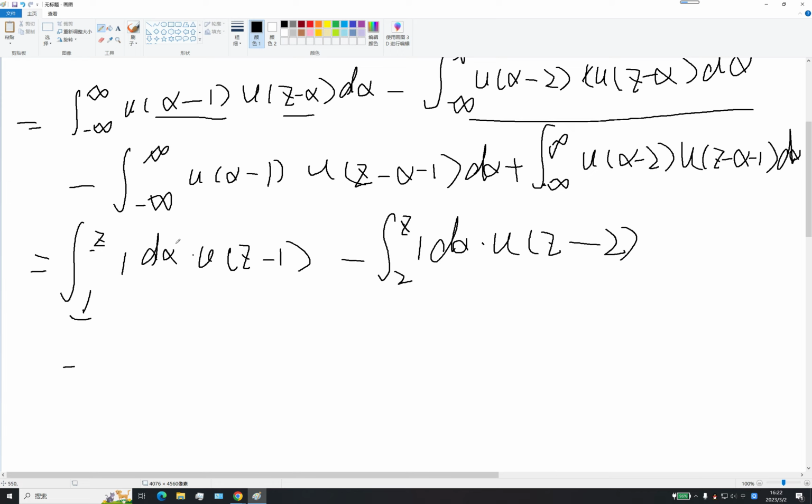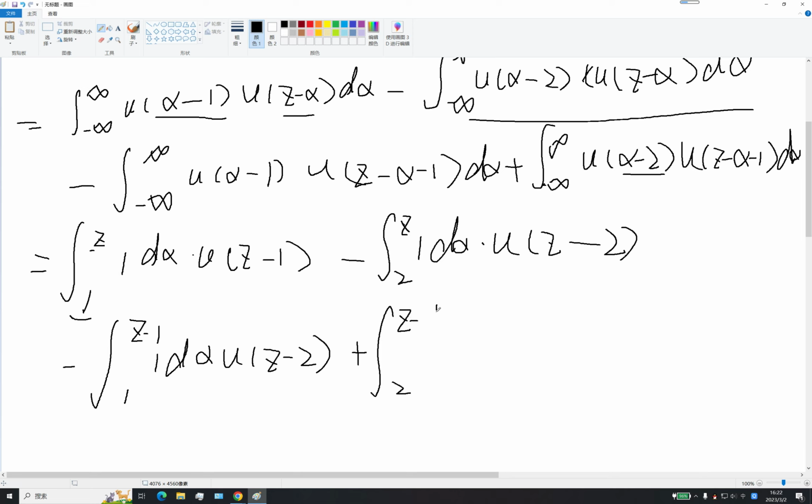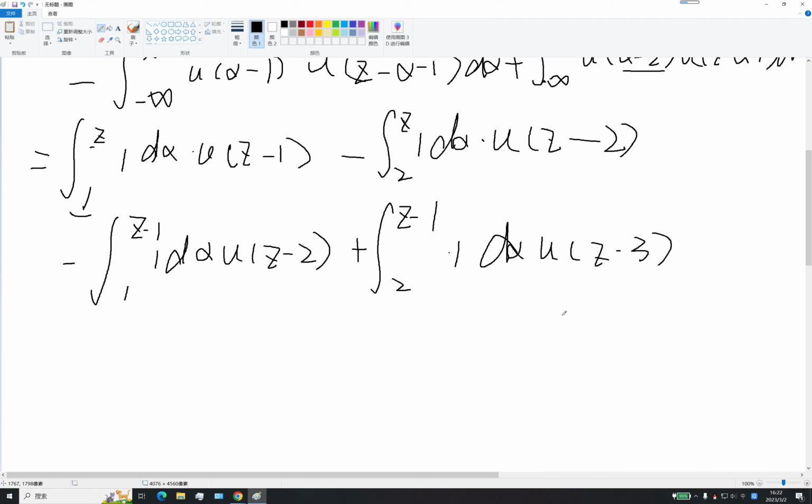And the third one is also alpha larger than 1 and less than z minus 1. So this is 1 to z minus 1, 1 d alpha, u(z minus 2). And the last one is alpha from 2 to z minus 1, so this is 2 to z minus 1, 1 d alpha, u(z minus 3).